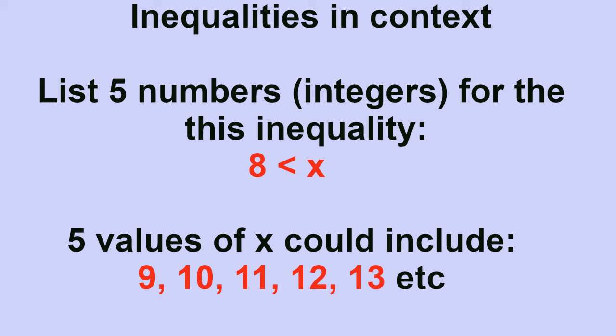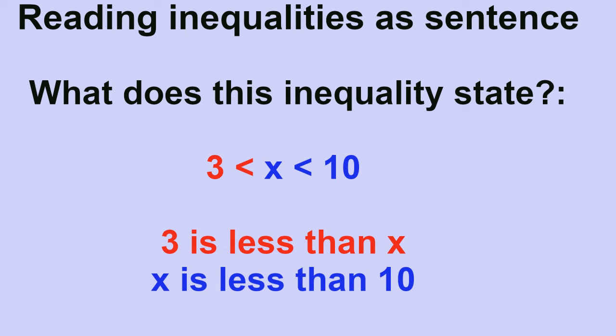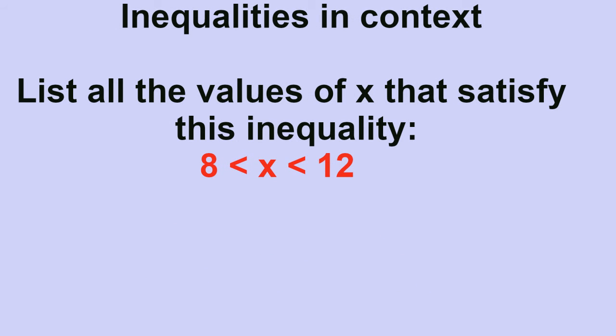Now let's add another layer into an inequality. So here we've got 3 is less than x, x is less than 10. And notice I've broken it into 2 short sentences. 3 is less than x, x is less than 10. Let's have a look at this next inequality and just think to yourself, how could you read this inequality? Okay, it's 8 is less than x, x is less than 12.